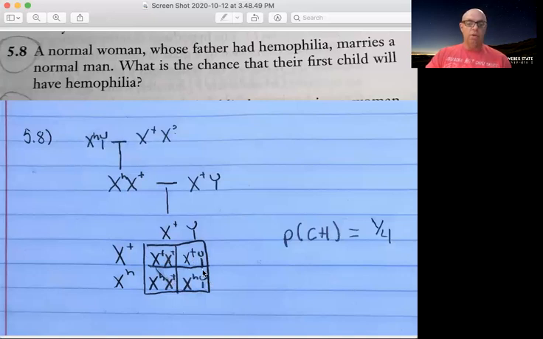And then the only one that is going to have hemophilia is the male. Here's a male with hemophilia, so it's 1 in 4. One of the 4 cells has it, so it's a 25% chance, or 1 in 4 chance.